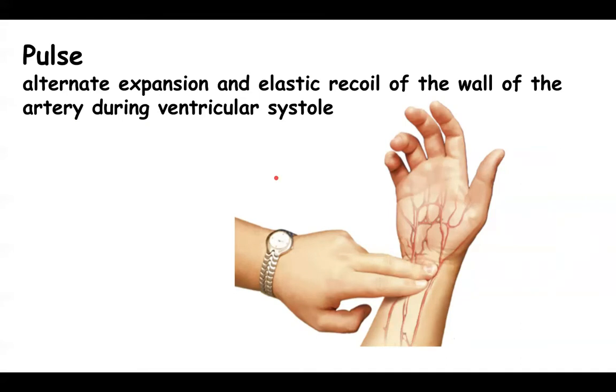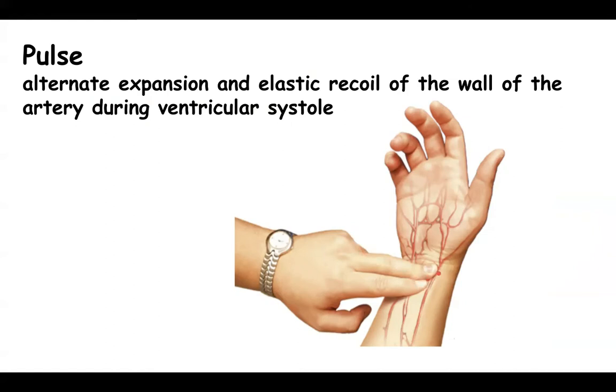Now next, what you're studying is called the pulse. This is the radial artery. This is an artery which comes very close to the surface of the skin, so you can feel the pulse here. The pulse is basically alternate expansion and elastic recoil of the wall of the artery during ventricular systole.